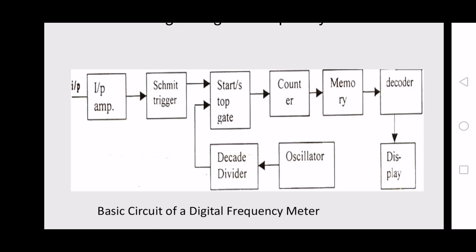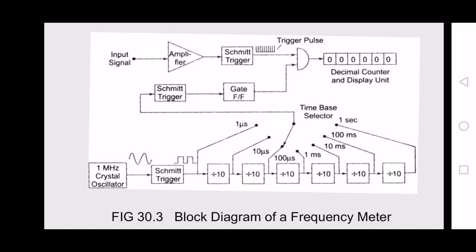That is given to an internal memory, which will store those counts, and it is decoded by the decoder and given to the digital display unit. So this is the block diagram of the frequency meter.